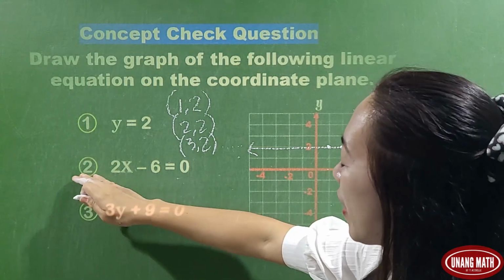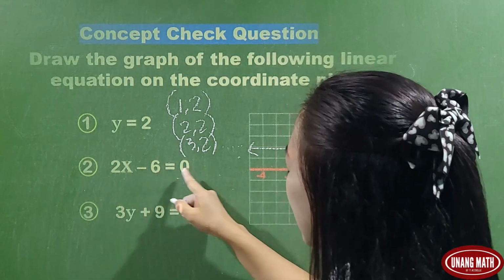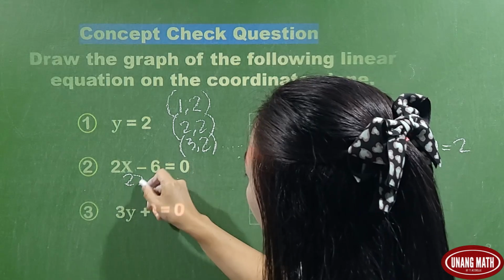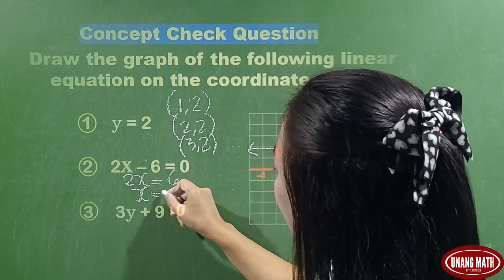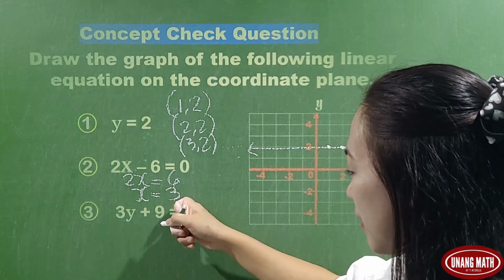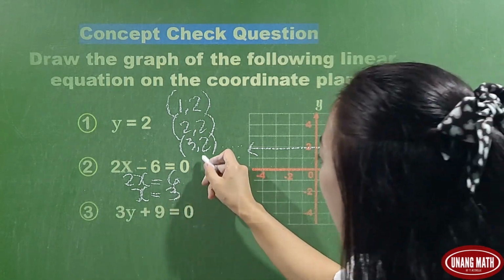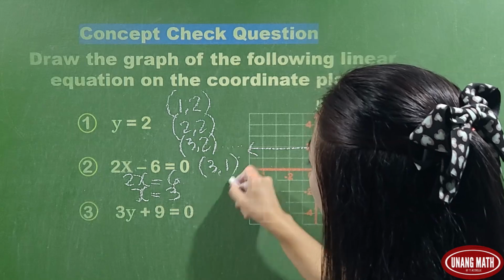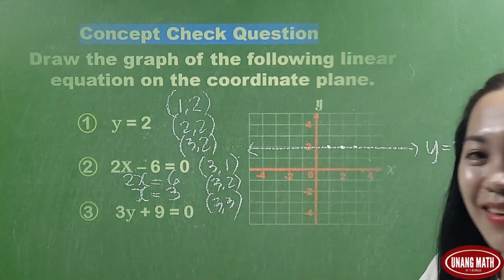For number 2, we have here 2x minus 6 is equal to 0. Okay, first, let's simplify this equation. So we have here 2x is equal to 6. So that means x is equal to 3. Since x is equal to 3 is our equation, all the x coordinates of the points are 3. So possible points are (3, 1), (3, 2), (3, 3), and so on.